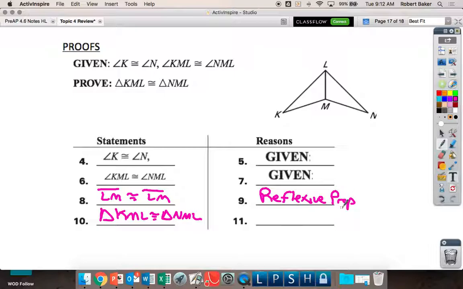So right now you said that line is congruent to that line. You have angle K, which is congruent to angle N. And you have angle KML, which is congruent to angle NML. So what shortcut did you use to prove those two triangles are congruent? Angle, angle, side, or side, angle, angle, they mean the same thing.